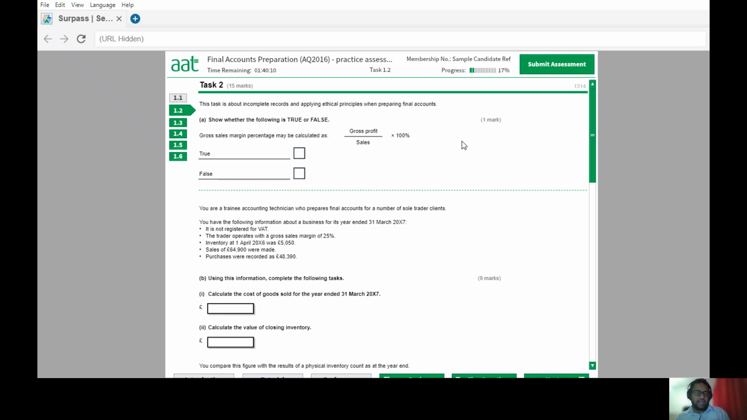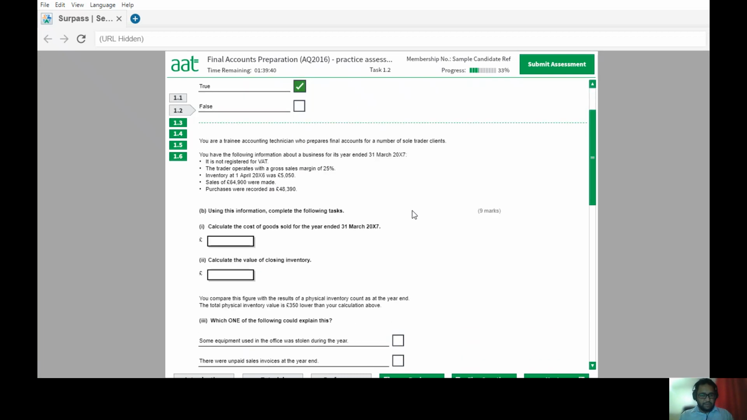For example, if they say your gross profit is £10,000 and your sales revenue is £50,000, your gross profit margin, or the gross sales margin, is going to be 10,000 divided by 50,000 multiplied by 100. It's 20%, which is absolutely right. It is true. Okay, but until we see a practice question of it, it will look a bit odd. But let's see this now.